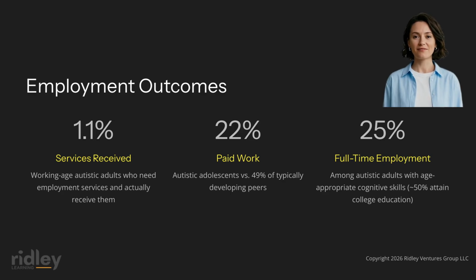A 2025 analysis by Menezes and colleagues reported paid work participation of 22.01% among autistic adolescents compared with 49.38% among typically developing peers. Younger age, lower household income, co-occurring intellectual disability, and more severe autism were associated with lower odds of employment. IGST's 2024 synthesis estimates that among the roughly 2/3 of autistic adults with age-appropriate cognitive skills, about half are expected to attain a college education, but only 25% hold full-time employment.